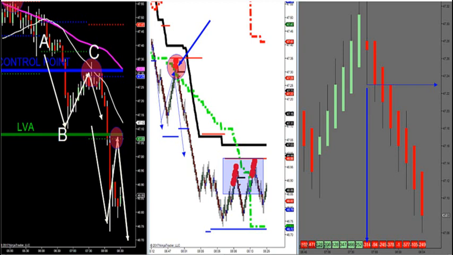Let's take a look at gold. Beautiful setup on gold. What happened on gold? Gerald, go over to gold real quick.